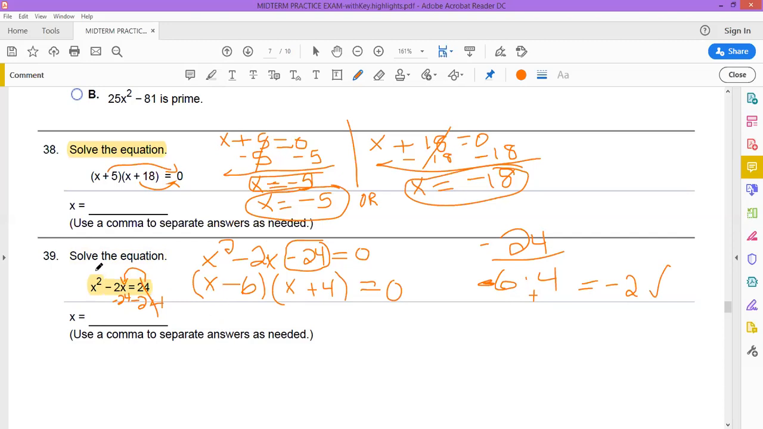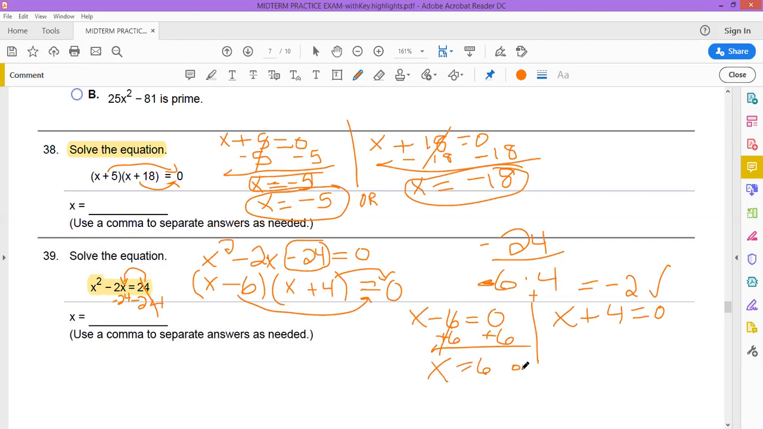Now that we've factored, we want to solve the equation, so we're going to set both of those factors equal to 0. So we have x minus 6 equals 0, or x plus 4 equals 0. I'm going to solve both equations. I'm going to add 6 to both sides of the first equation. And we'll get x equals 6, or let's subtract the 4 from the second equation. X equals negative 4. So those are your two possible solutions, positive 6 or negative 4.